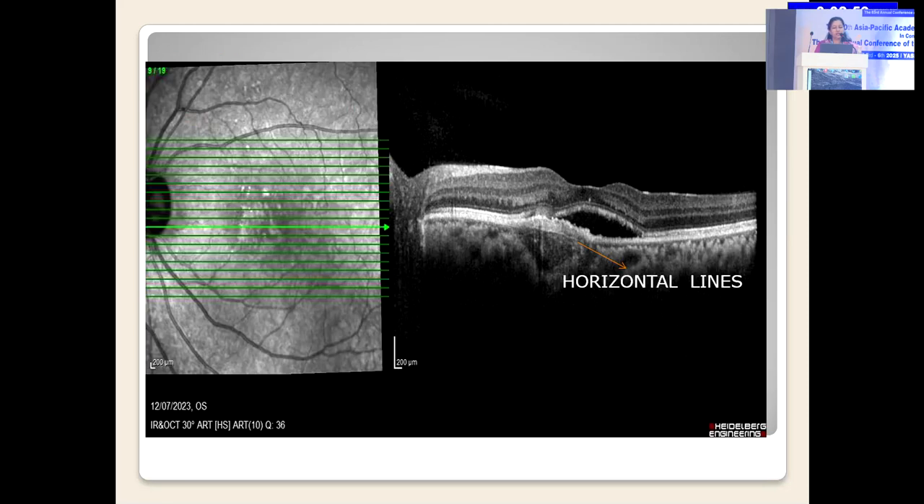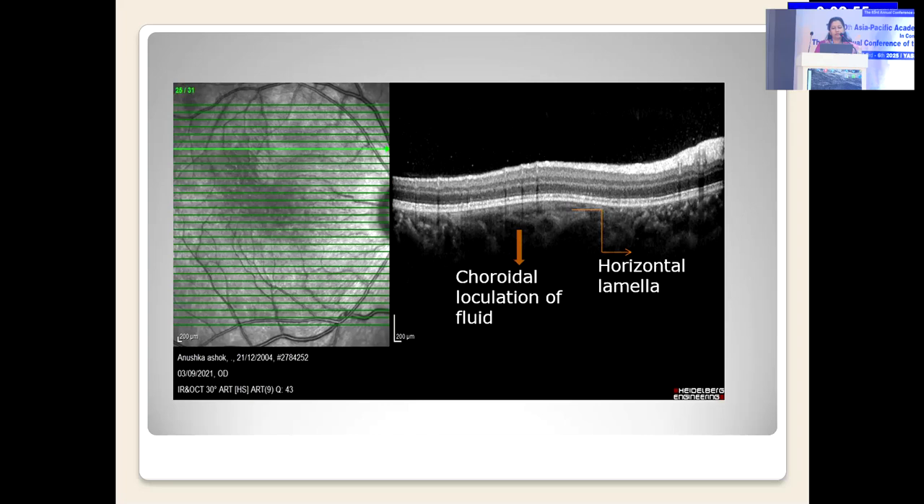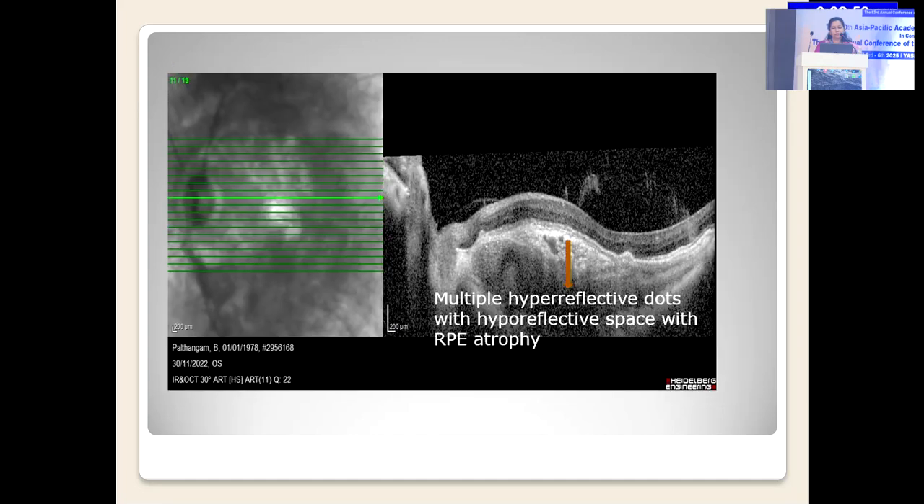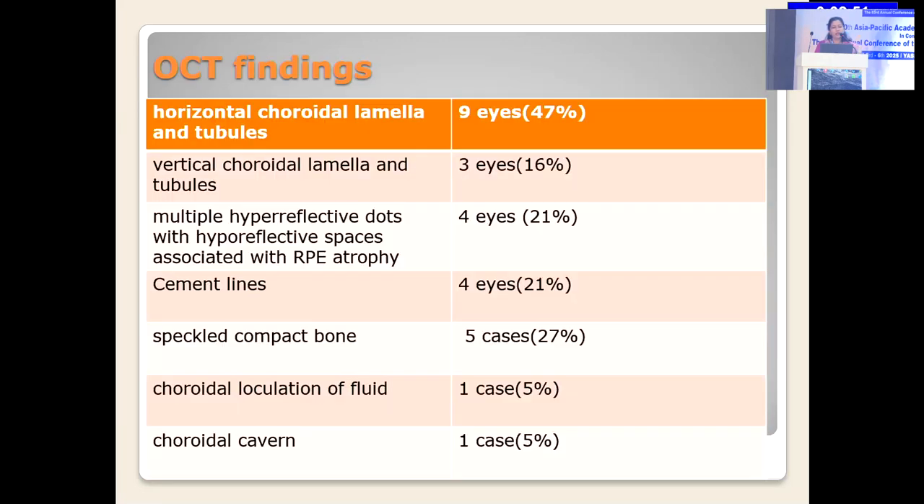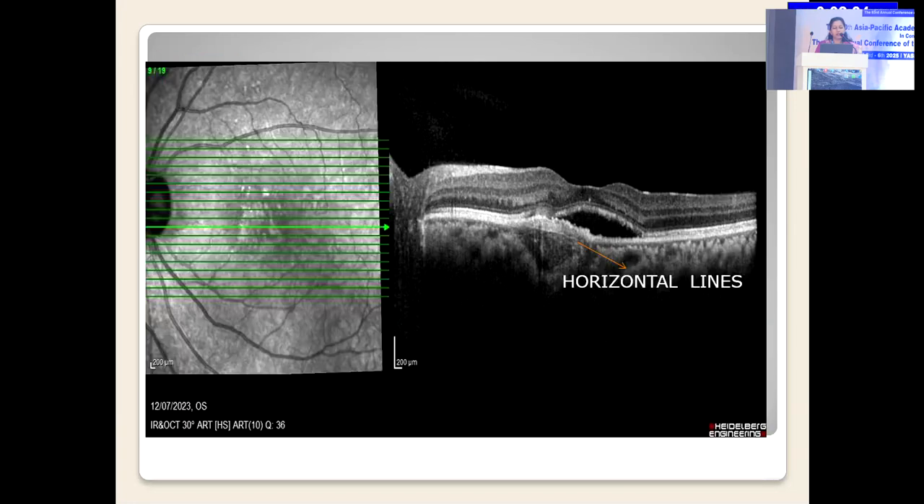The significant OCT findings. Horizontal lines were seen in 4%. Horizontal choroidal lamella were seen in 9 eyes. Vertical choroidal lamella and tubules in 3 eyes. Multiple hyperreflective dots with hyporeflective spaces in 4 eyes. Cement lines in 4 eyes. Speckled compact bone in 5 cases. Choroidal occultation of fluid in 1 case. Choroidal cavern in 1 case.